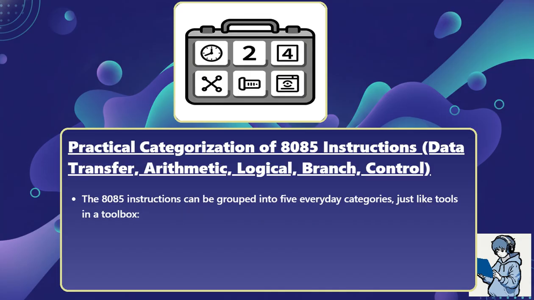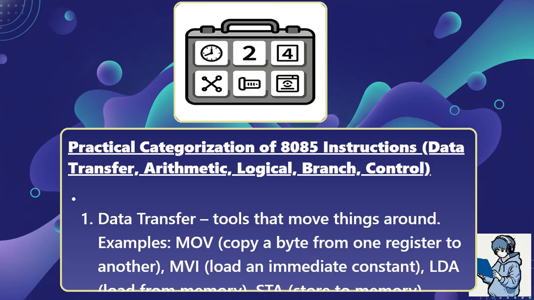The 8085 instructions can be grouped into 5 everyday categories, just like tools in a toolbox. Data transfer tools that move things around. Examples: MOV copies a byte from one register to another, MVI loads an immediate constant, LDA loads from memory, STA stores to memory. Think of it as taking a toy from one shelf and placing it on another.